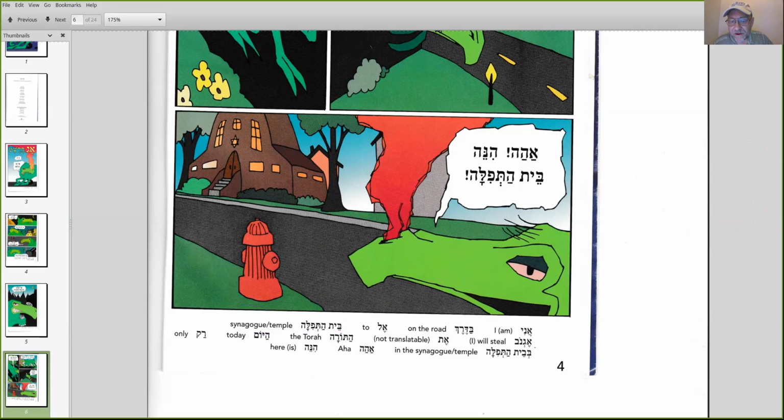Now, we've already done egnov, I will steal. So, if you've already written that one out, you should know that one pretty well. Okay, how about this one? We've done this one before, the direct object identifier, et, not translatable. We've done ha-Torah, right? Okay, the teaching. I kind of like the translation in more of a literal sense, the teaching.